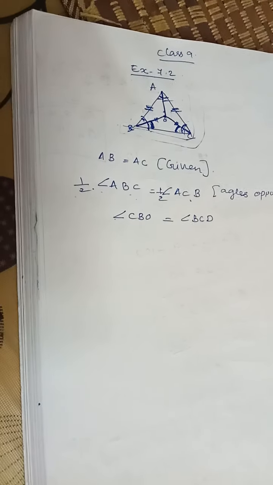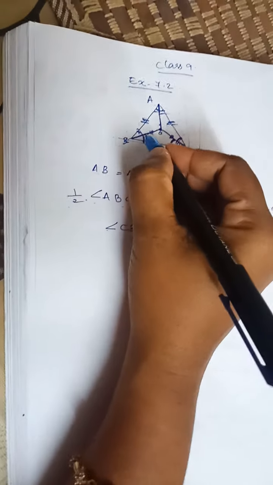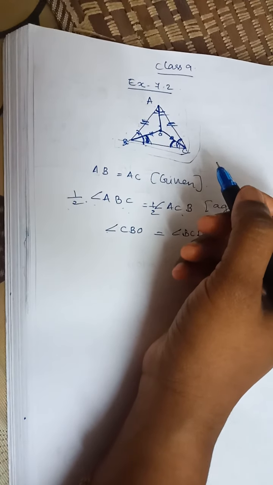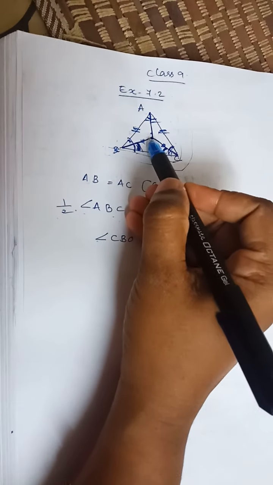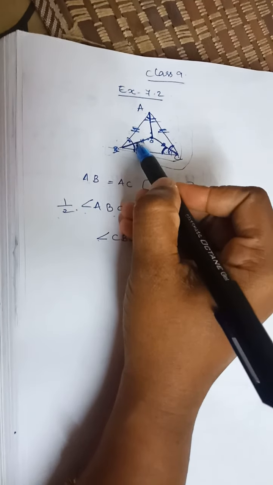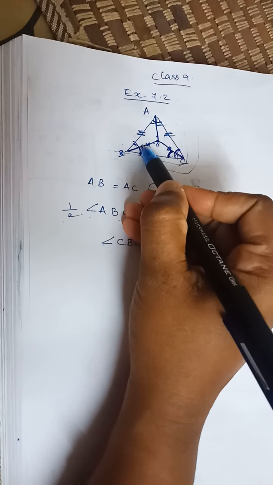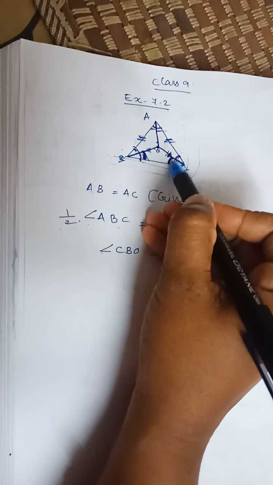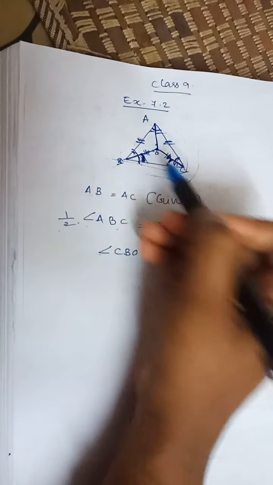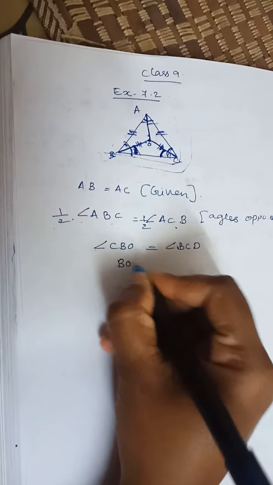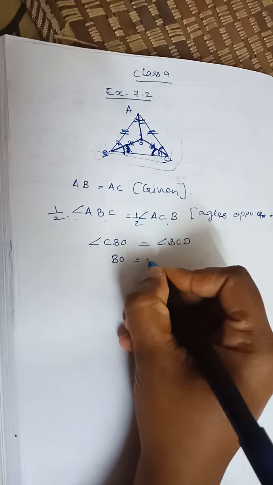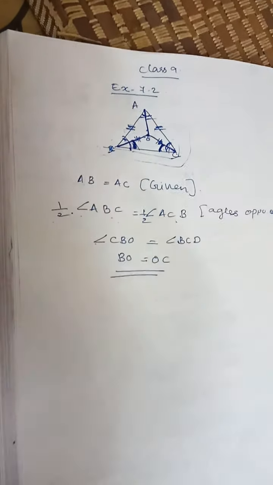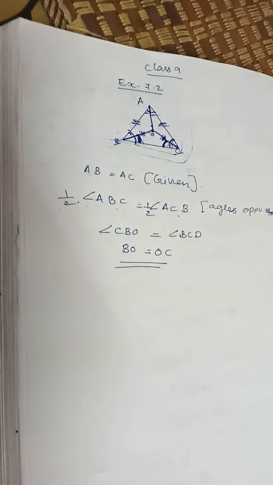What is our third property? If two angles are equal, then their opposite sides are equal. If we take the triangle OBC, these two angles are equal. The side opposite to this angle is this one, and the side opposite to this angle is this one. So we can equate BO is equal to OC. This one we have to prove first, correct? OB is equal to OC. So first part proved.